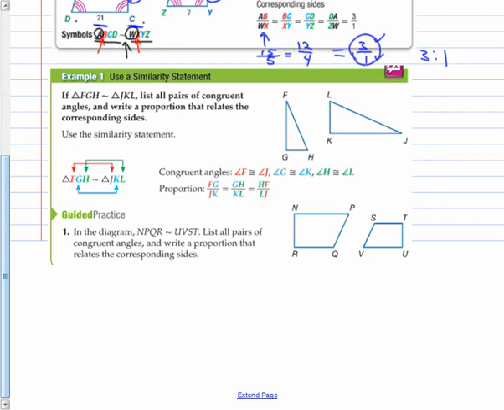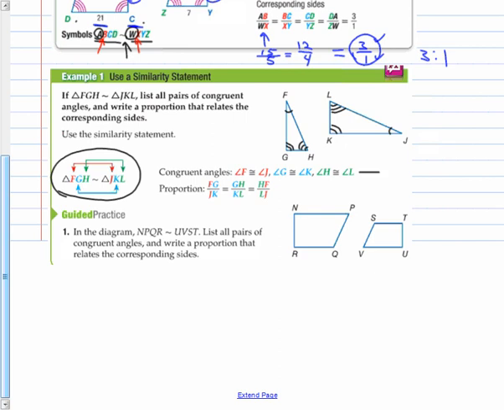The similarity statement right down here is emphasizing the fact that the order is important with those letters. So the vertices that match up, F and J, both red in this one, are the first letters. The first letters, F and J, are the ones that correspond. Angle F and angle J are the same angle measure. G and K correspond. Angle G and angle K are the same measure. H and L correspond. Angle H and angle L are the same measure. So our order is important. And then we can match up the sides.